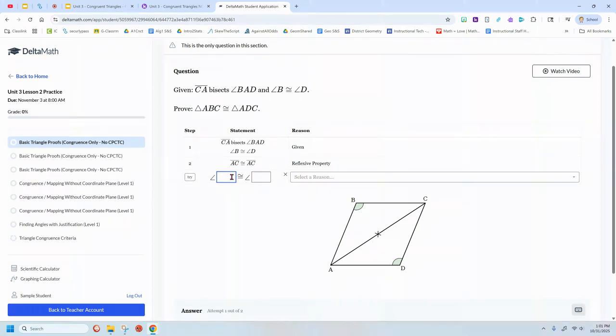Good. BAC. DAC, very good. Okay, do you guys agree that BAC and DAC are correct? Good. Now I'm going to go over to the reasons.